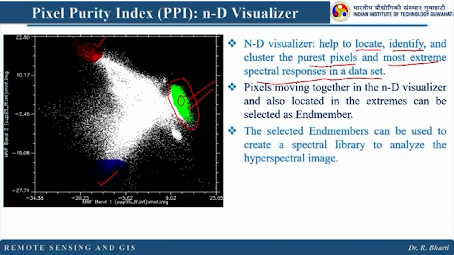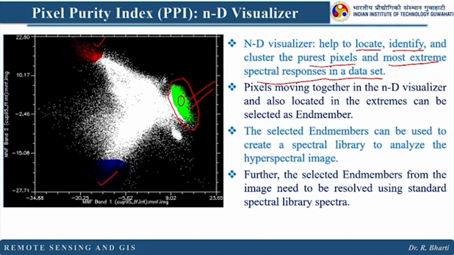The selected end members can be used to create a spectral library to analyze the hyperspectral image. Remember that a spectral library is either collected in the field or derived from the image. So these are the pixels which will be used to generate the spectral library, and we call it end members extracted from the image, and that we will use for the classification of this data. So further, the selected end members from the image need to be resolved using a standard spectral library. So this is very important to understand.